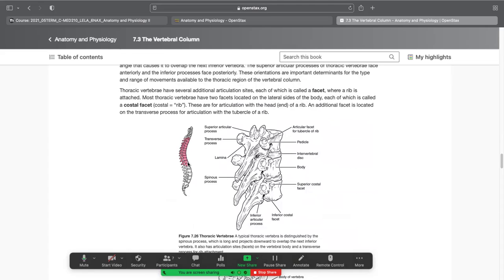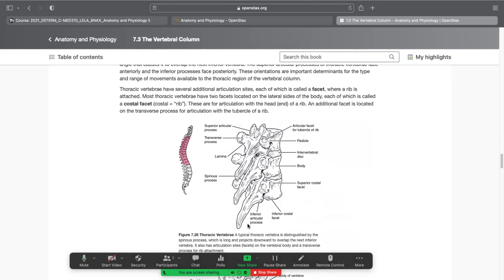If you look at your thoracic vertebrae, they have these facets, these little connections here that will connect into your ribs. There are 12 of these bad boys because you have 12 ribs.